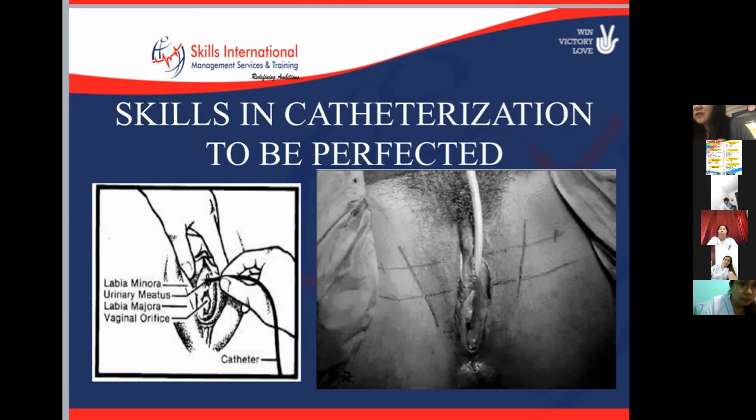Any question? Okay, we'll go on. Now, this is the reproductive organ of a woman. Now, in women, we have different openings. There is a labia minora, there is a urinary meatus, there is a labia majora, there is a vaginal orifice, and we have this catheter. So you have to put the catheter in the urinary meatus. So this is how it looks like.